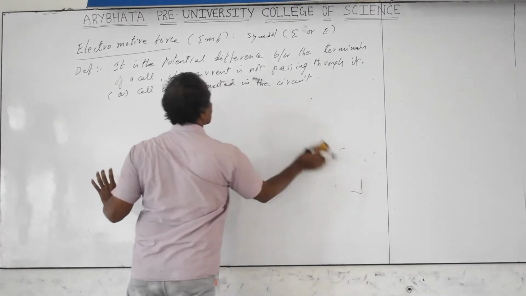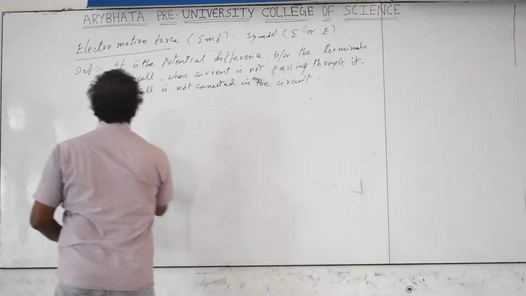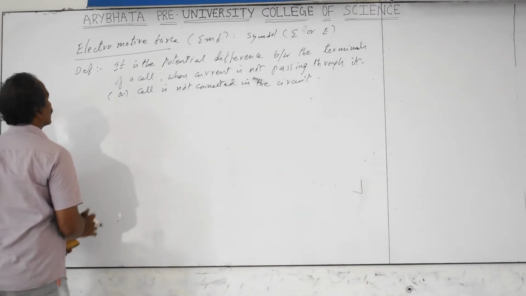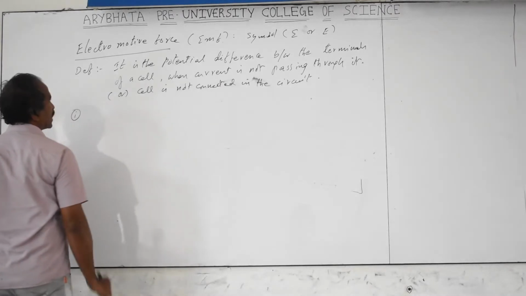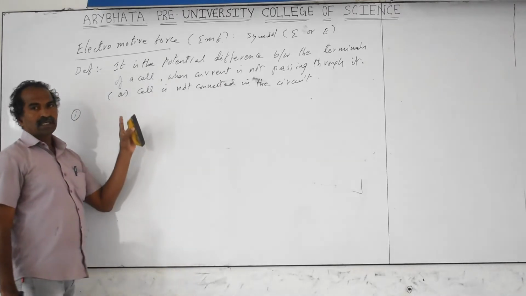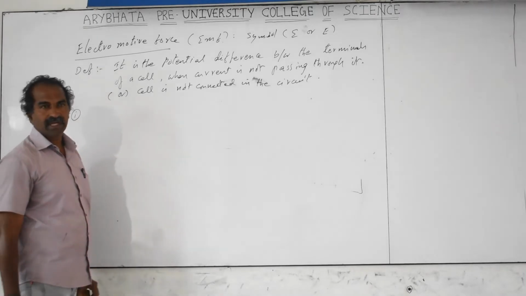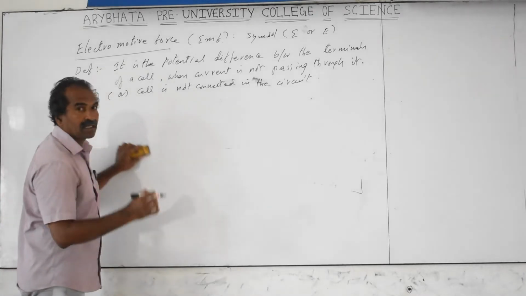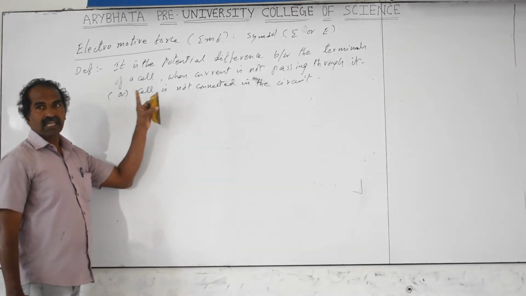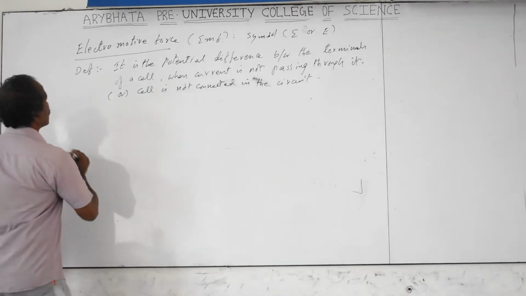Not connected to the circuit or connected to an open circuit is mainly the same. Other extra points we can take: it is the work done to move the charge through the external resistance and also the internal resistance of a cell. You can take the relationship, but that I will tell you in the differences. They will ask you the differences between the EMF and terminal potential difference. Next is terminal potential difference.